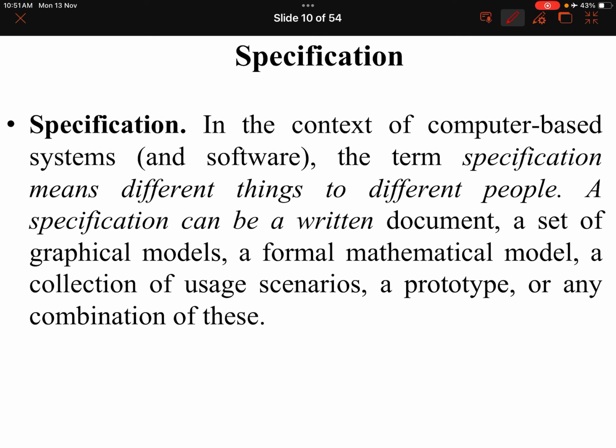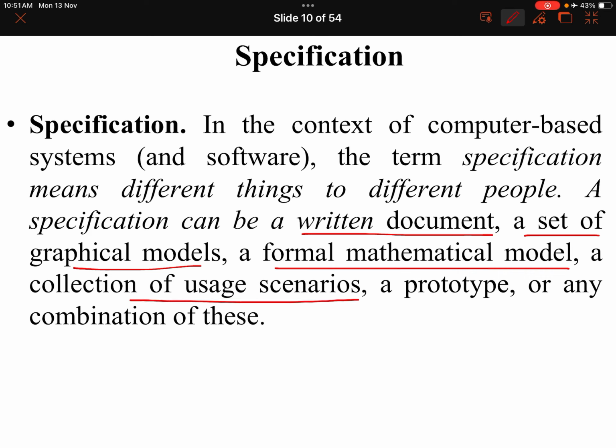Next is specification. In the context of computer-based systems, the term specification means different things to different people. A specification can be a written document, a set of graphical models, a formal mathematical model, a collection of usage scenarios, a prototype, or any combination of these. So the specifications of the software will be listed. It can be listed as a written document, as a graphical model, as a formal mathematical model, as a usage scenario, as a prototype. It can be shown on a paper or a combination of these.